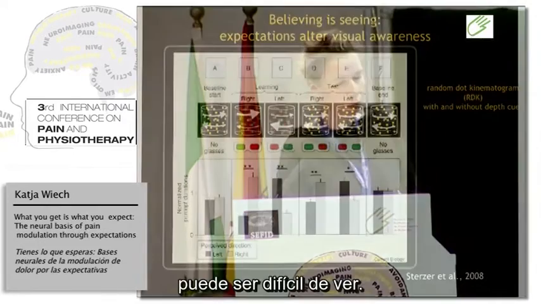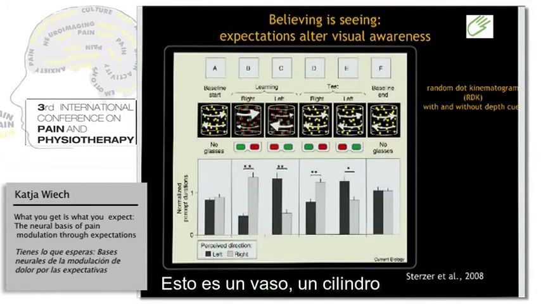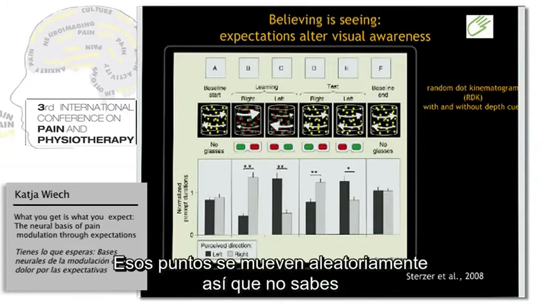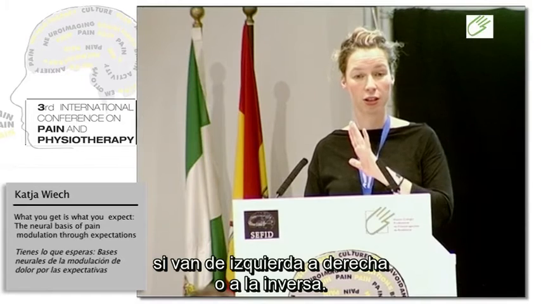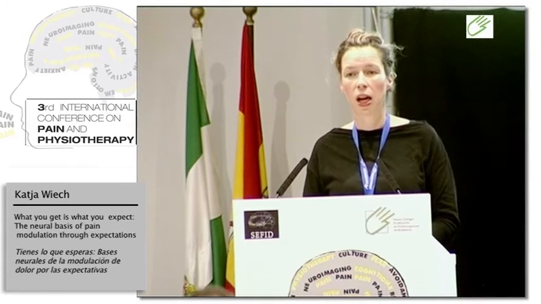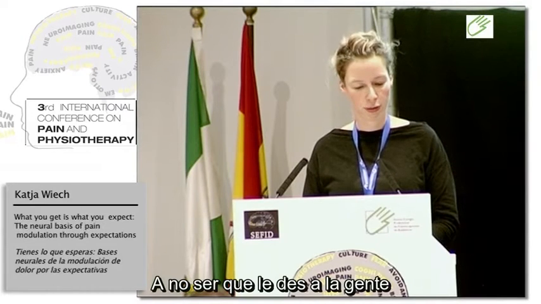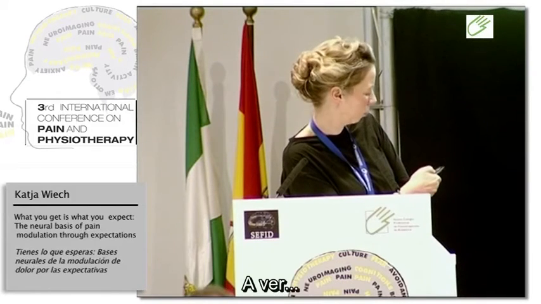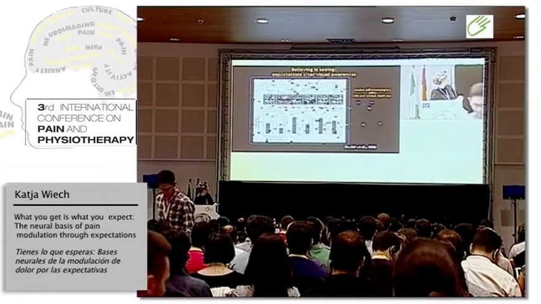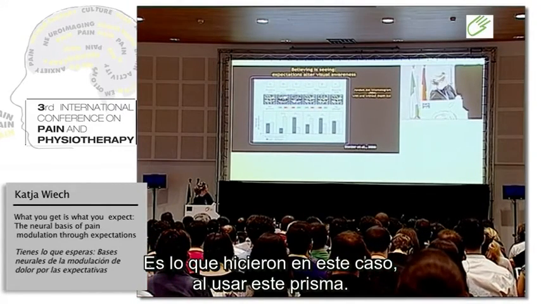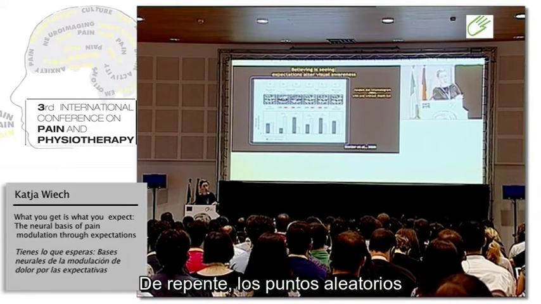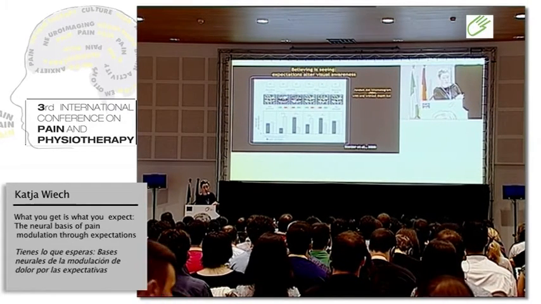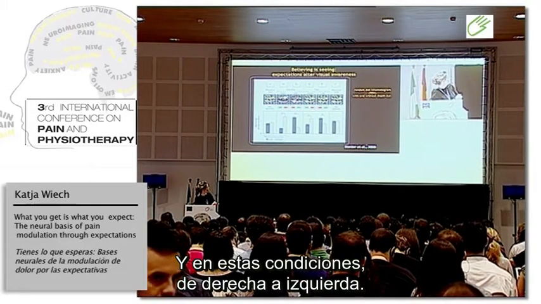I will talk you through it. It's probably a bit difficult for you to see. So what that is, it's a glass, basically, a cylinder with moving dots. And these moving dots move randomly. So you can't tell if they are moving from left to right or right to left. You basically can't tell, unless you give people spatial cues. And that is exactly what happened here. Let me see. This is what happened here. So in this case, when they used this prism, all of a sudden, these random dots started moving from left to right, okay? And in this condition, they started moving from right to left.